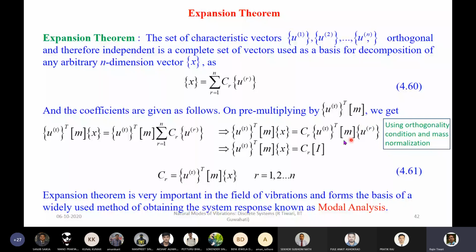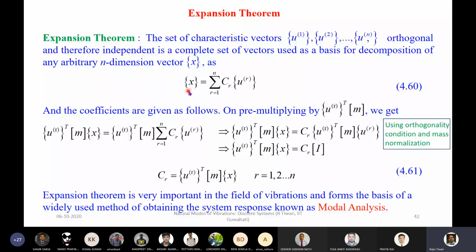Because now you can see this is the identity matrix, because both are U_r. So from here you can get C_r. So C_r is equal to this. This is the constant which we need to find from the initial condition of the problem. So x will contain the initial condition of the problem, and depending upon that, C_r can be obtained. And if you substitute here, we can obtain the response at any time.